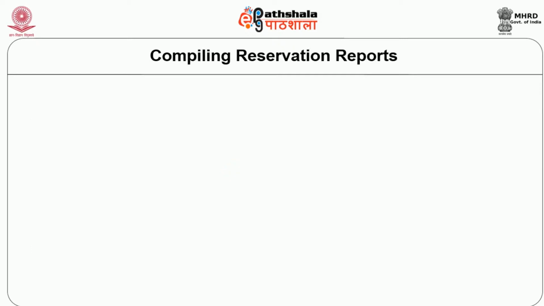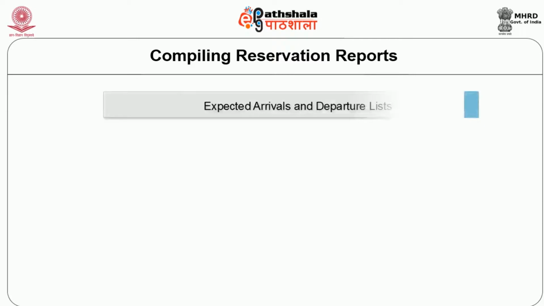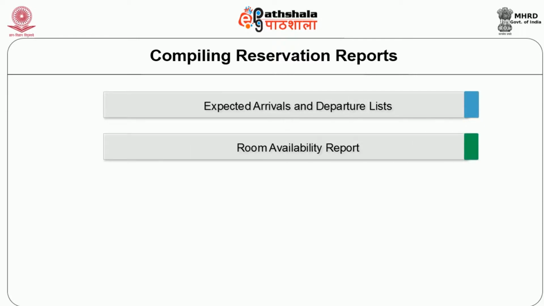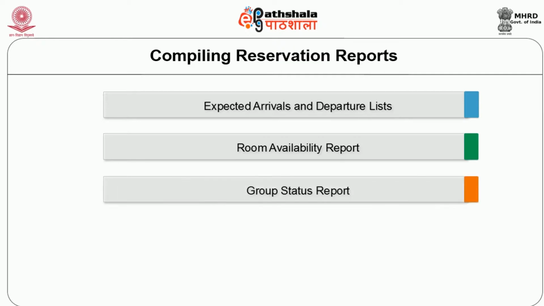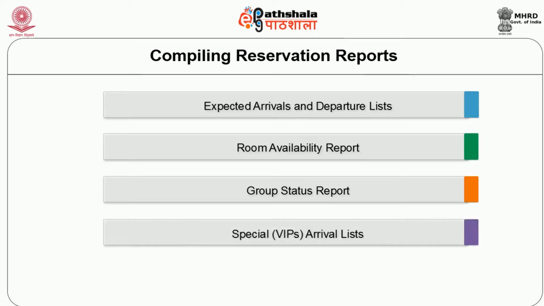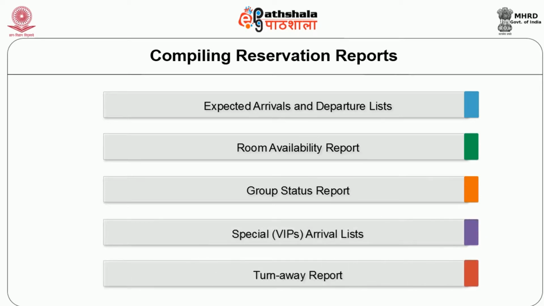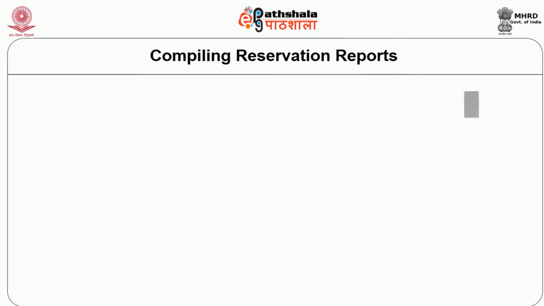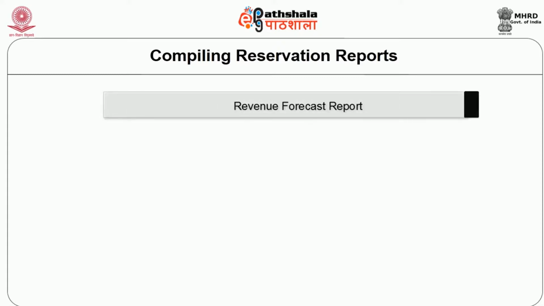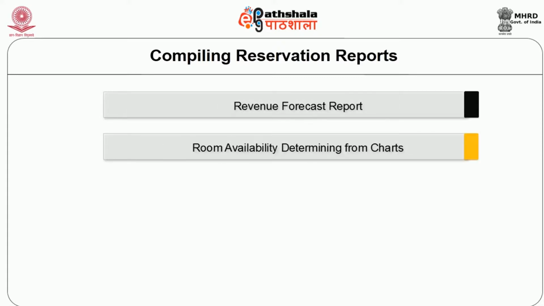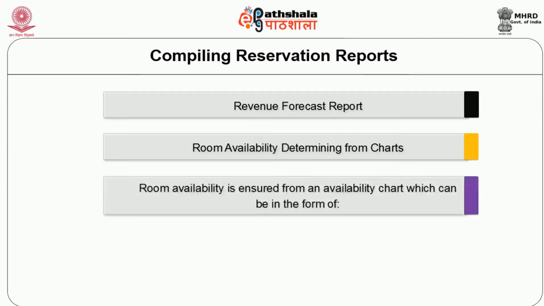So now we'll see the different reports in compiling the reservation part. In compiling reservation reports, first is expected arrivals and departures. For this you need the room availability report, group status report, special arrival list, turn-away report, and revenue forecast report, with room availability determined from charts.